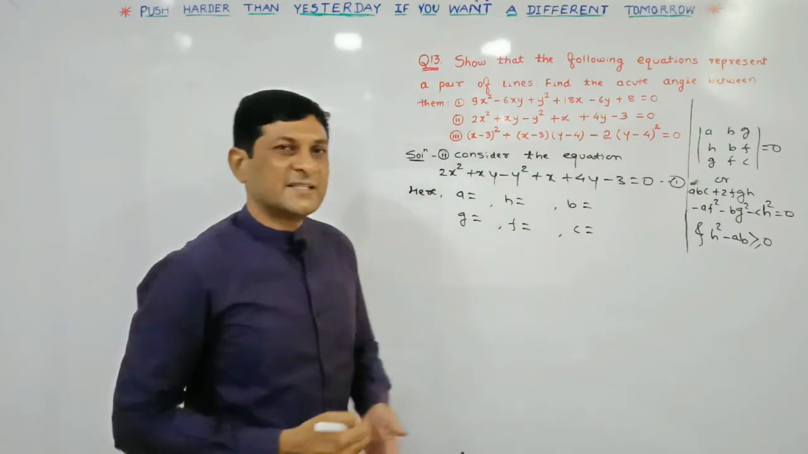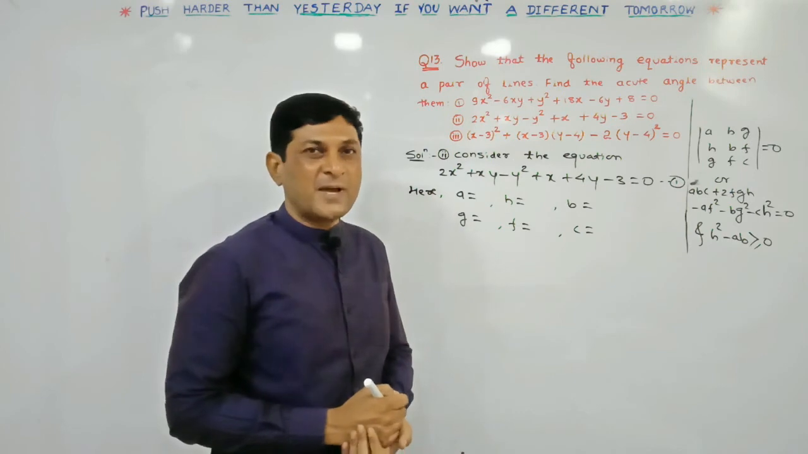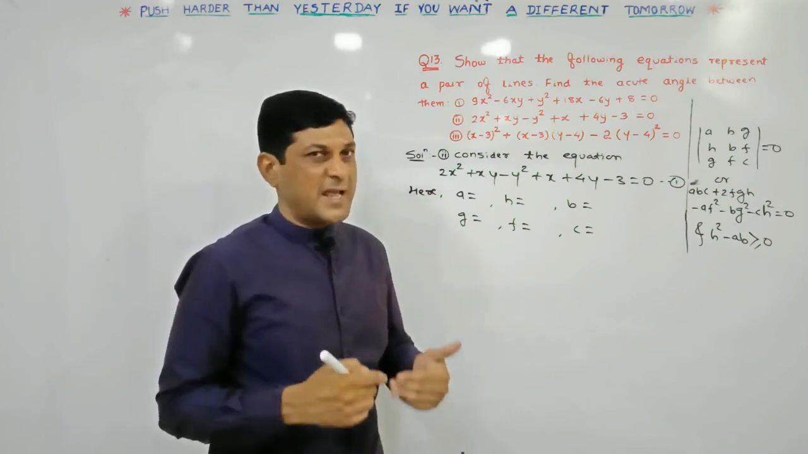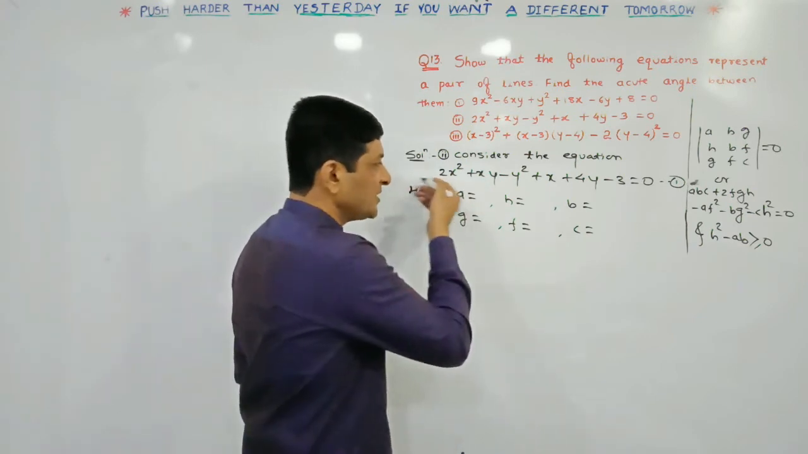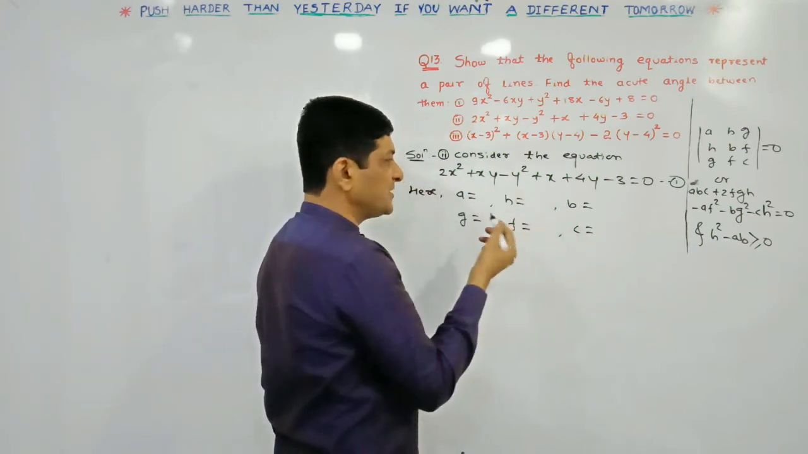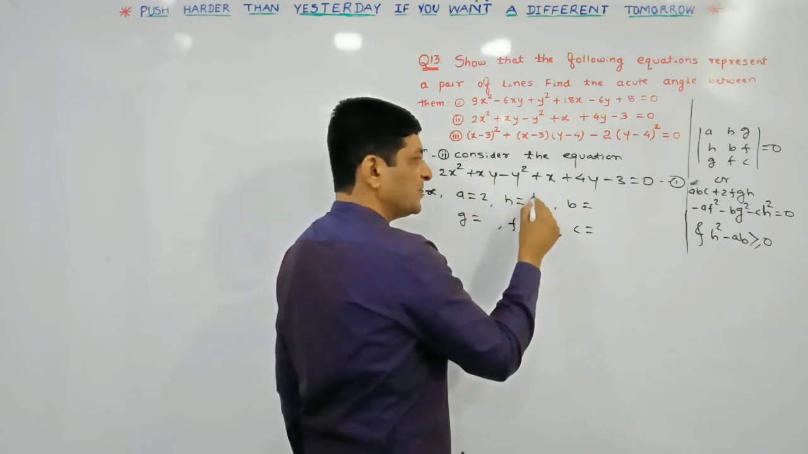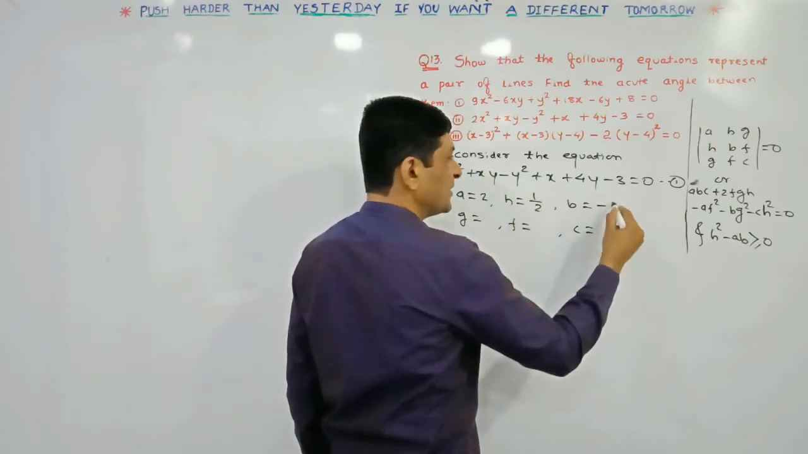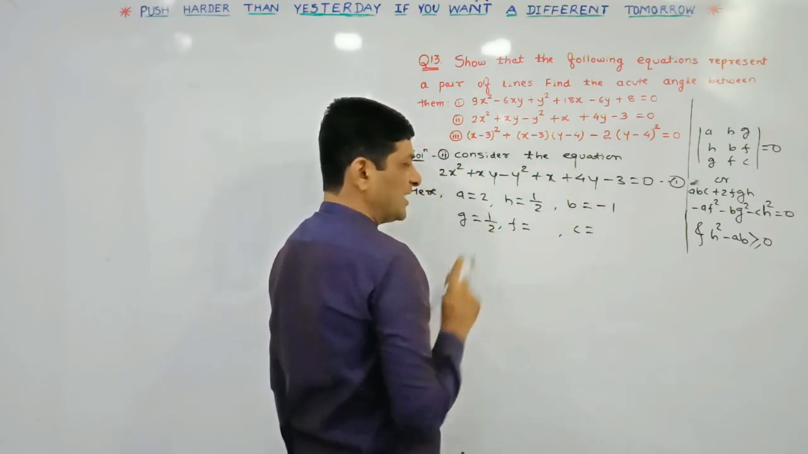Now see the example number 2. In this case also one general equation of second degree in x and y is given to us. Here also we are applying same method which we have applied in first example. So from this equation try to find out value of a, b, c and h, g, f. a is equal to 2. Here 2h is equal to 1 means h is equal to 1 by 2. b is equal to minus 1. 2g is equal to 1 means g is equal to 1 by 2.